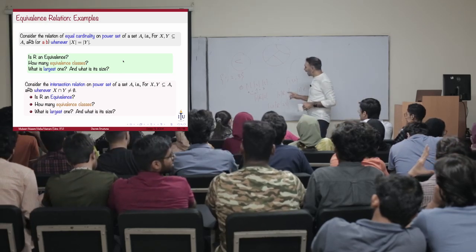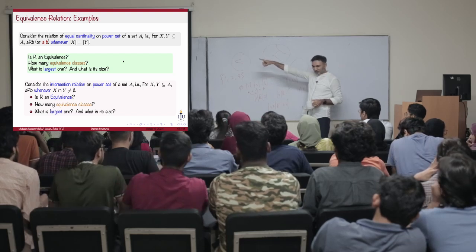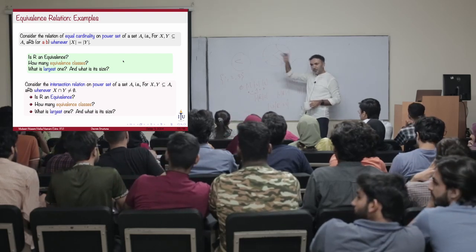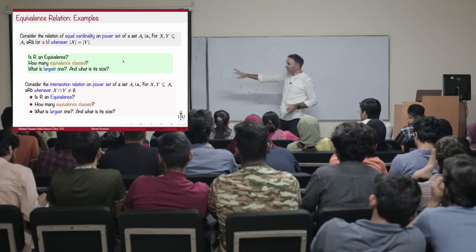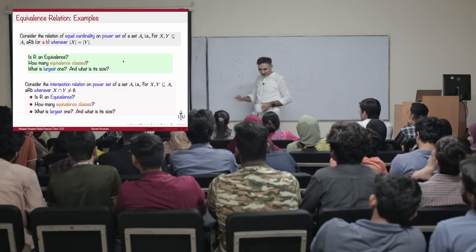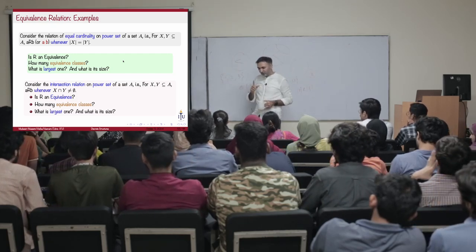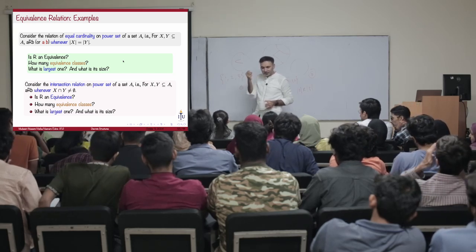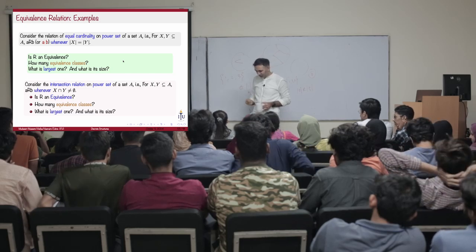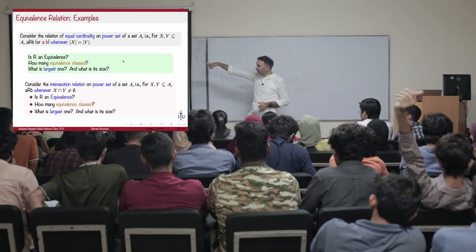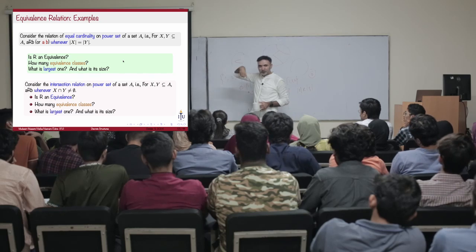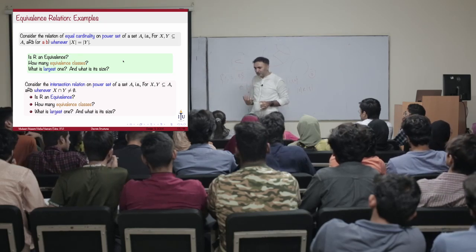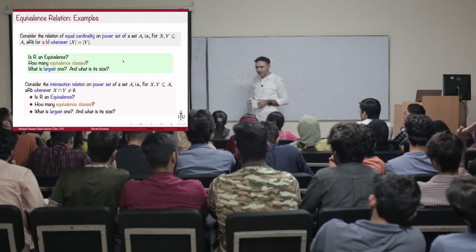The question is, this is a relation. And we have now decided together that this is an equivalence relation. An equivalence relation always creates a partition, and it creates clumps which we call equivalence classes. The question is, because of this relation, how many clumps would you get? How many equivalence classes would you get?